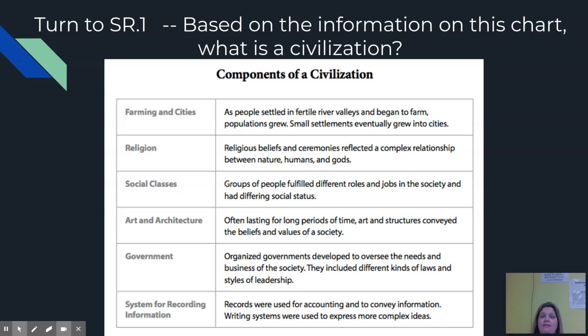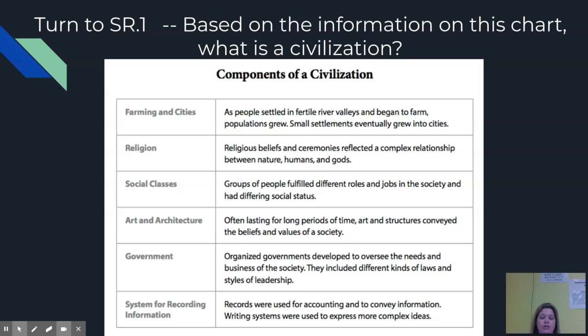Also, civilization, you have to have some sort of government. Government is the organization developed to oversee the needs and business of society. They include different kinds of laws and styles of leadership. System of recording information. You have to have a record of something. For civilizations to survive and to thrive, we have to have some sort of records.